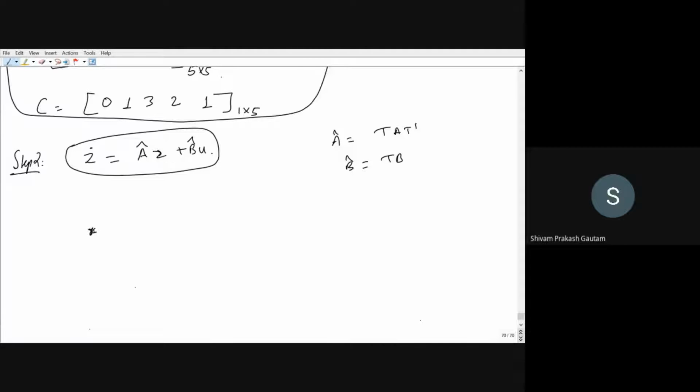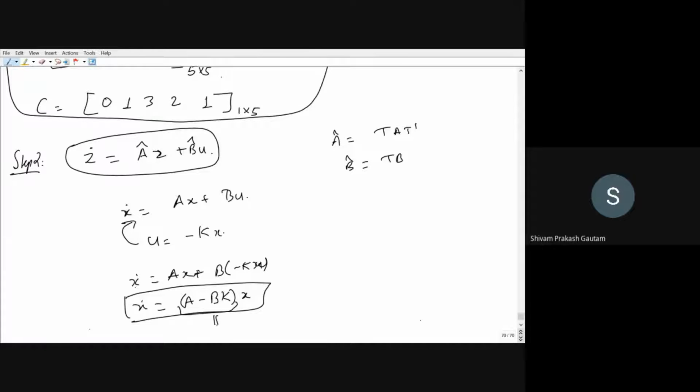So we have our standard state space representation. What is this? X dot is equal to AX plus BU, right? This was our standard equation, and we have used feedback where U is equal to minus KX. This was our feedback, and we said that we will feed it back into this. So X dot will be equal to AX plus B times minus KX. If you take X common, it will be A minus BK, times X. So this is our feedback equation, and we are calling it phi.